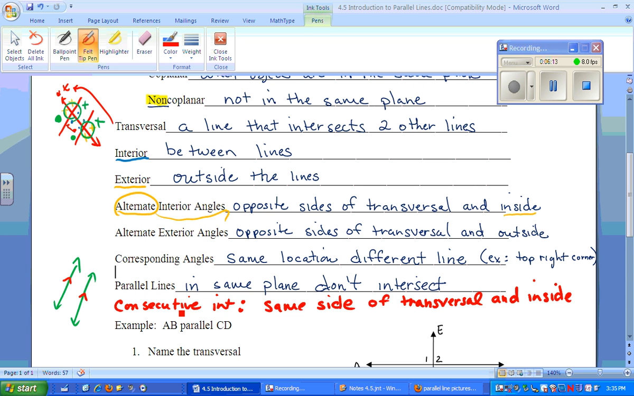Do you think there's a consecutive exterior? If you said yes, you're right, give yourself a pat on the back, because consecutive exterior also exists. Consecutive exterior angles means you got it, same side of the transversal.